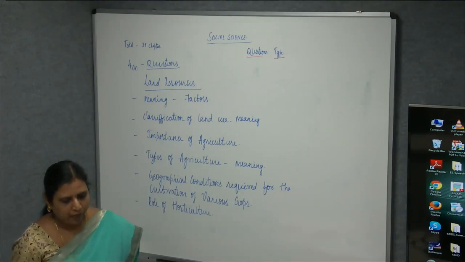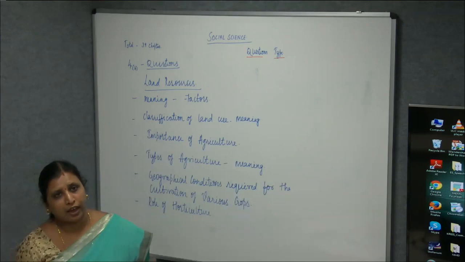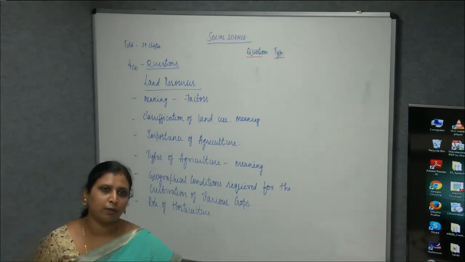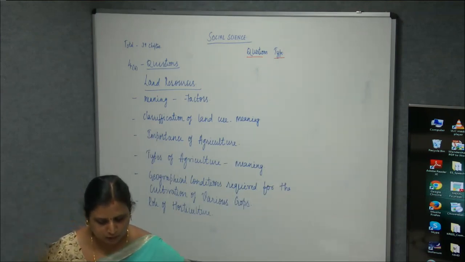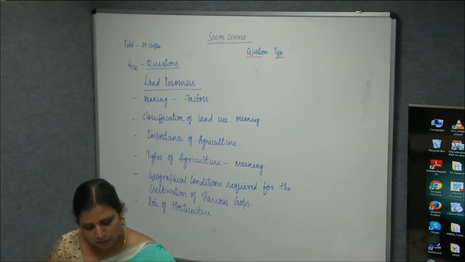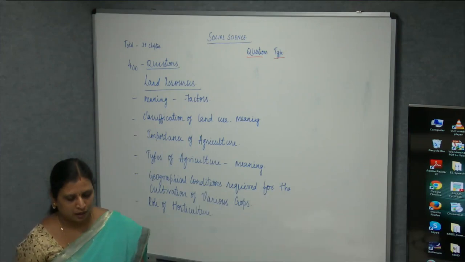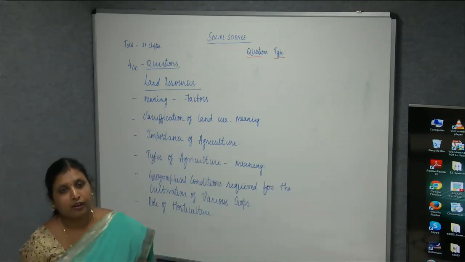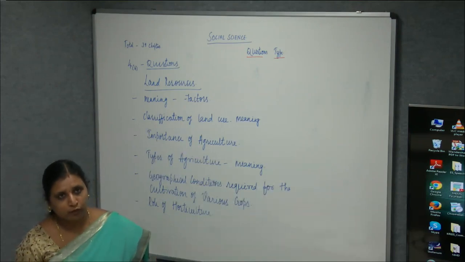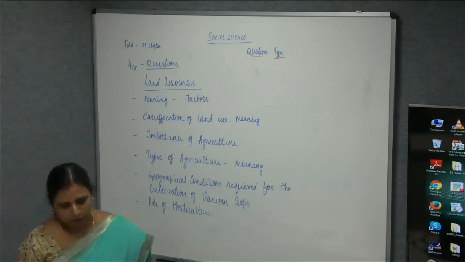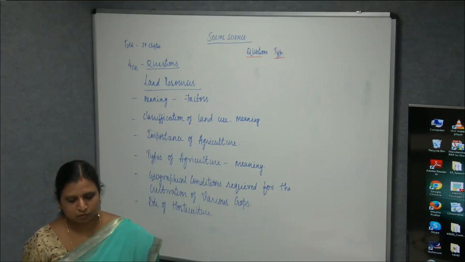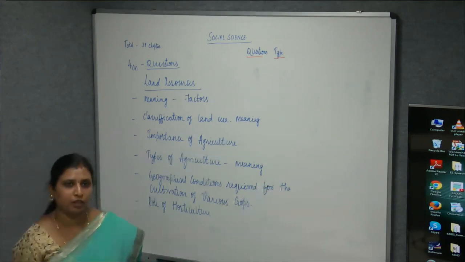Okay, and the next one is the types of agriculture with their meaning. So you have to write which types of agriculture are practiced and their meaning. The types are subsistence farming, intensive farming, commercial farming, plantation farming, dry farming, humid farming, mixed farming, then irrigation farming. Okay, so what is intensive farming?